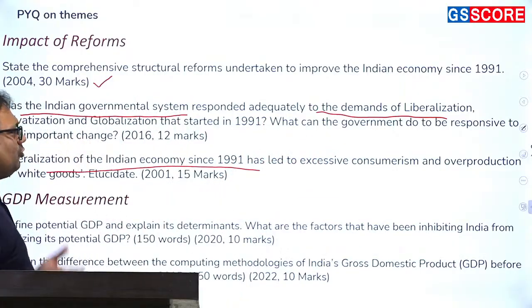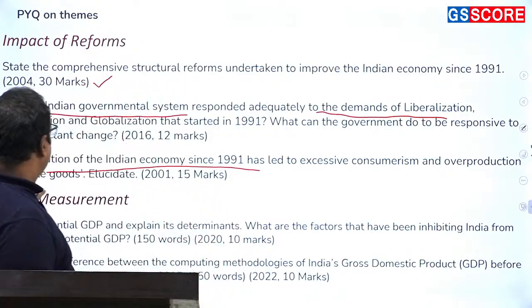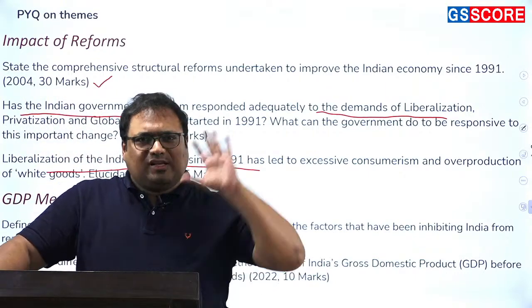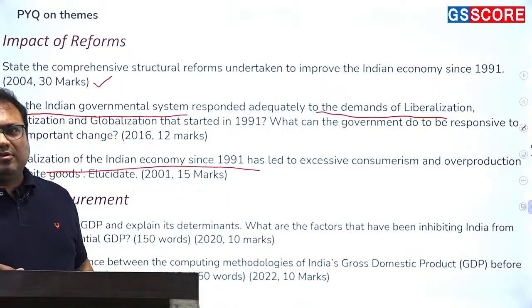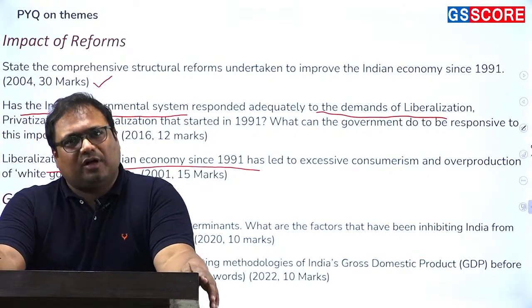Okay, overproduction of white goods. So you can link it to the iPhone today. This question was from 2001, but you can make it modern for yourself. If you are analyzing a PYQ today, you can analyze it for today. People buying expensive things on EMI, things which they cannot afford. So of course, buying an iPhone on EMI is wrong.